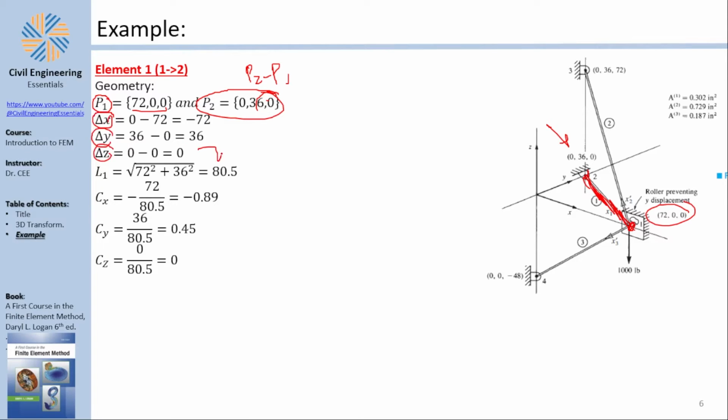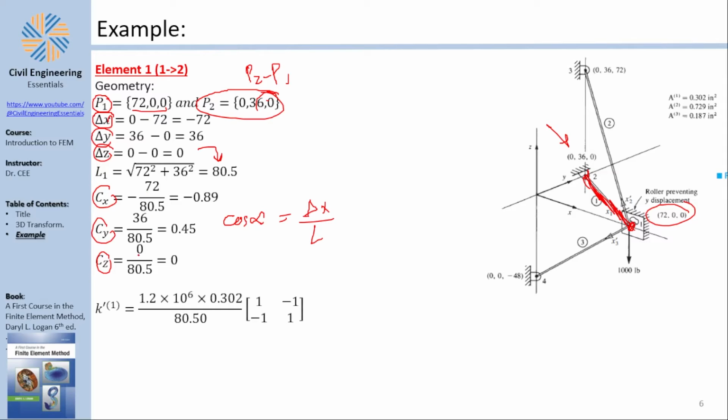You can find the length by Pythagoras, and then find Cx, Cy and Cz by basically finding the cosine of alpha, which is delta x over L. Of course, I'm relying on your knowledge in physics and basic geometry to infer those points. So basically, you can find them by saying delta x over L and so on. Of course, I can find the local stiffness matrix by saying AE over L with 1, minus 1, minus 1, 1. And of course, now I need the transformation matrix, which looks kind of like this.